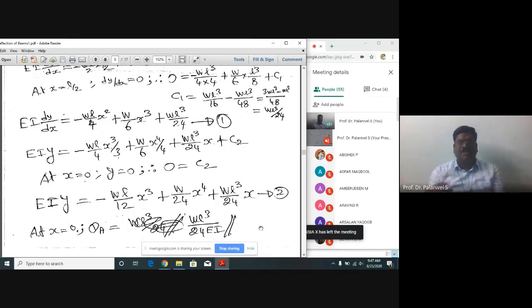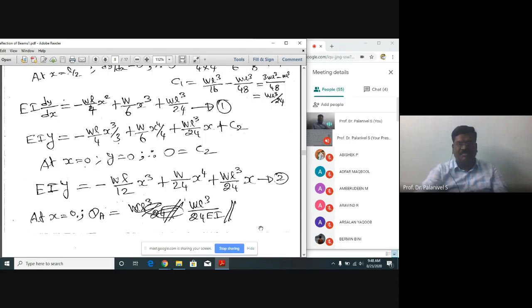We have a simply supported beam subjected to UDL. What is the slope at this simply supported end? Immediately you have to say WL cube by 24 EI. These values you have to remember for certain standard cases, like a cantilever beam subjected to point load at the end, a cantilever beam subjected to UDL, a simply supported beam subjected to point load at the center, a simply supported beam subjected to UDL. What is the value of slope? What is the value of maximum deflection? All these things, as a civil engineer, you should remember. You should tell them immediately, readily. You should keep it in mind, at least during your student life, for attending competitive exams and all, right?